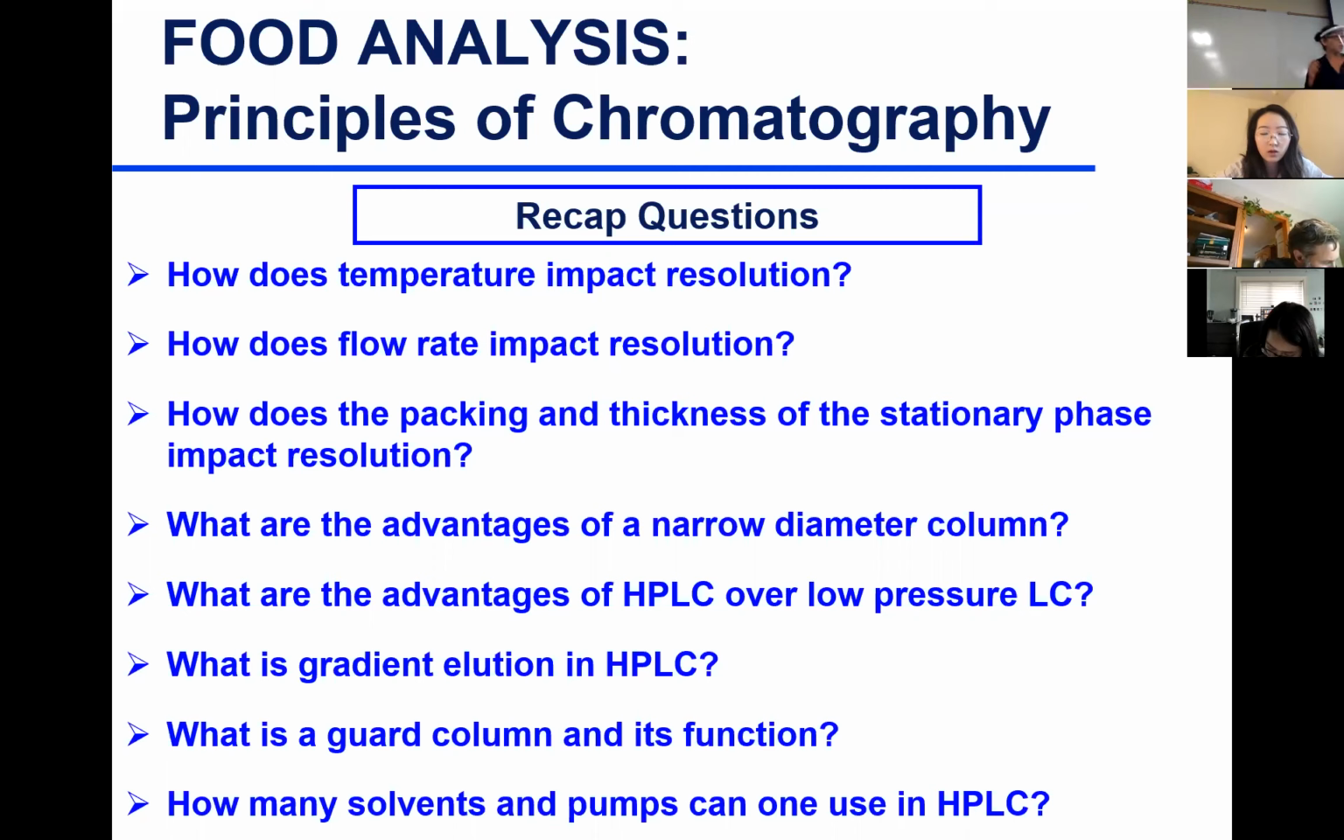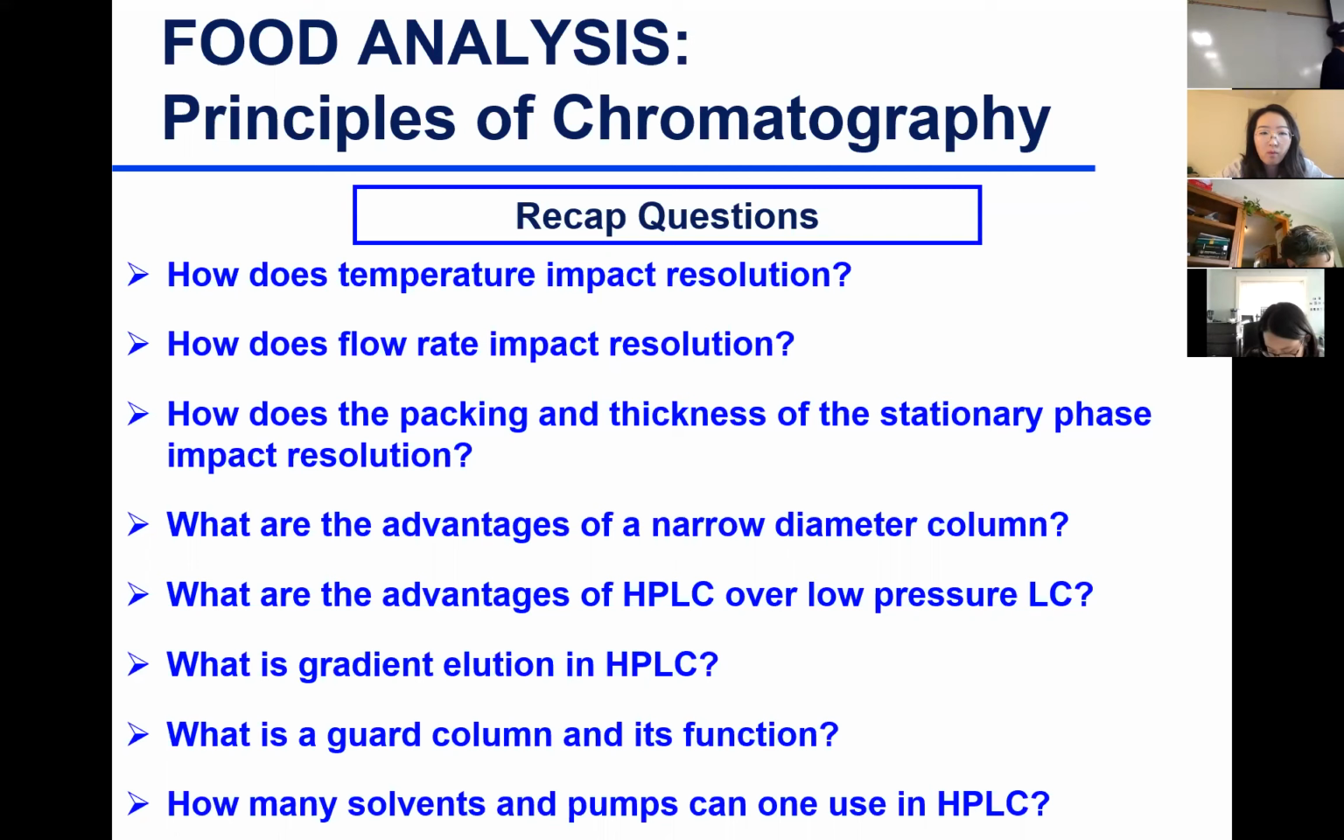What is gradient elution? We talk about it a lot. It's just refreshing your memory so that you know what gradient elution is. Dan, go ahead. Yes. So gradient elution, where we're changing the concentration of the mobile phase over time. So you have gradient elution versus isocratic elution.